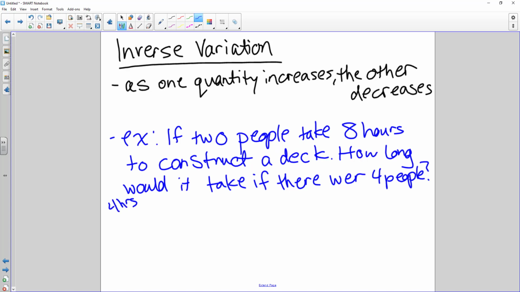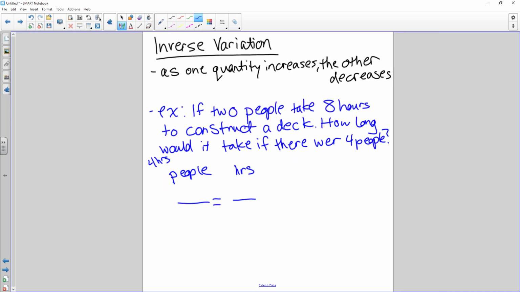So now let's see though how we would solve this if the numbers weren't so nice. So the two things we're comparing are the number of people and the hours it takes to do the job. So I'm going to line things up like I would with a direct proportion first. So 2 people takes 8 hours. I'm going to put that on top. How long would it take if there were 4 people? So 4 people, I don't know how many hours. So now I have to flip one of the fractions, and I usually just always do the second. So I'm going to change this to x over 8.